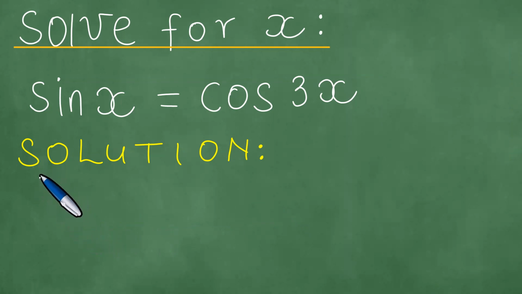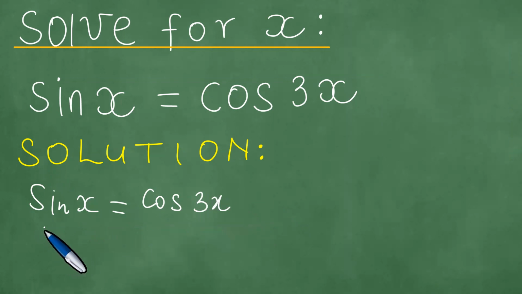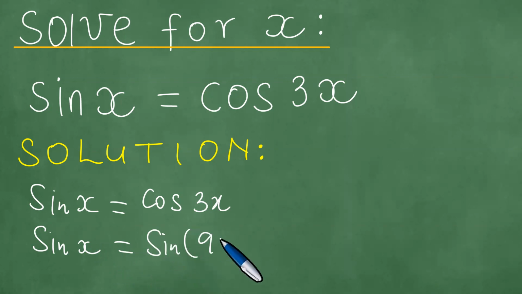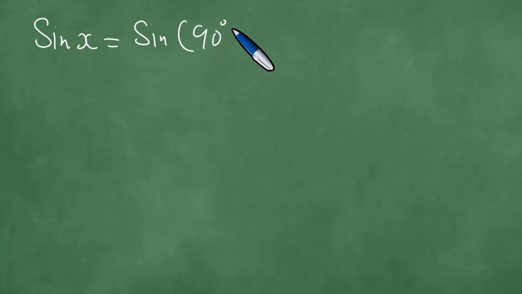So we have with us here the sine of x, which equals cosine 3x. And this means we have the sine of x equals the sine of 90 degrees minus 3x, right? Which means the sine of x is the same as the sine of 90 degrees minus 3x.